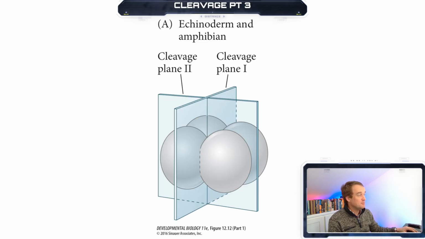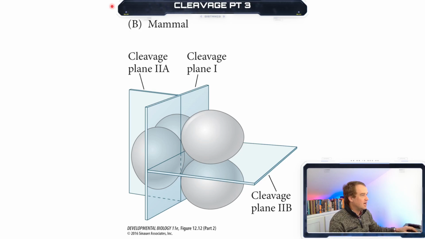So mammals have a really unique cleavage pattern. In most organisms there's this symmetrical radial cleavage pattern. So we have 2 different planes of cleavage, right? Like a lateral and a vertical, I guess you could think of it as, or 2 different dimensions of cleavage. But in mammals, we have this different pattern where we have three cleavage planes, right? So we have cleavage plane 1, cleavage plane 2A, and 2B.